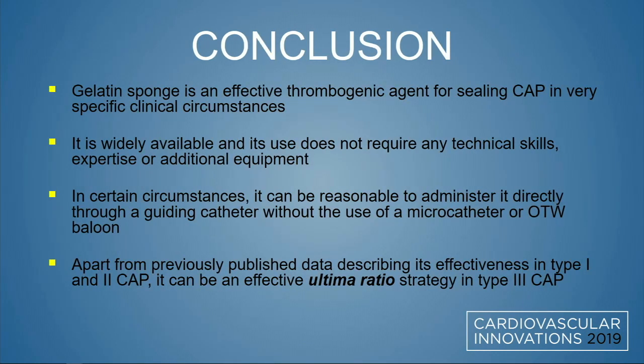Conclusions that can be drawn from this case report are as follows. Gelatin sponge is an effective thrombogenic agent for sealing CAP in very specific clinical circumstances. It's widely available, and its use does not require any technical expertise. In certain circumstances, it can be reasonable to administer it directly through a guiding catheter. And apart from previously published data describing its effectiveness in type 1 and type 2, it can also be effective as the last resort treatment in type 3 coronary artery perforation.